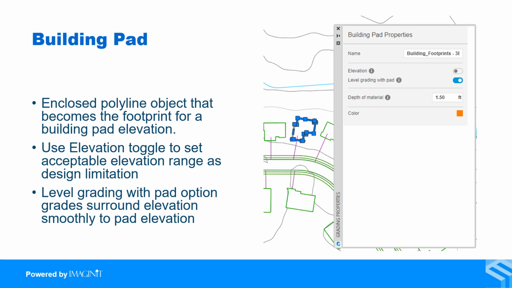However, if I toggle this off and then run my grading criteria, the building pad will be assigned last based on the grading, and then the grading around the building pad will be brought up, as long as I toggle on level grading with pad, to meet the actual pad elevation itself.